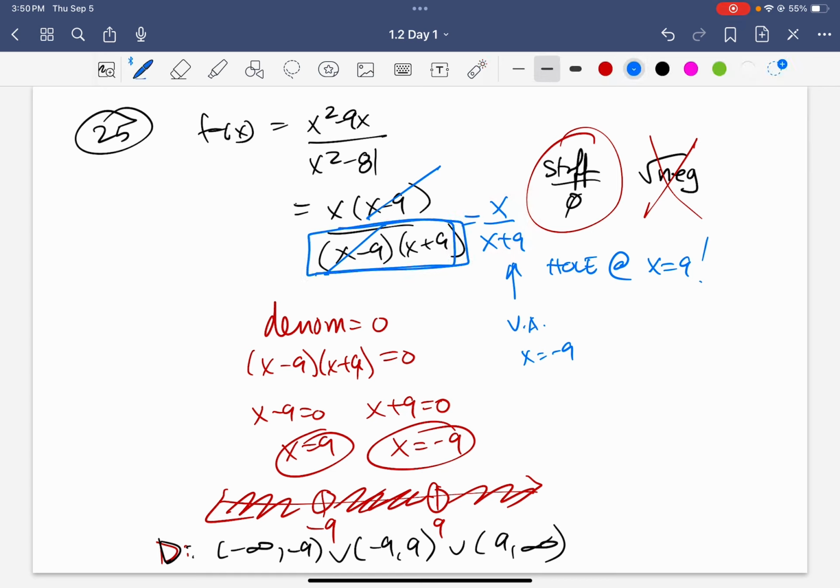But for now, just know I have this function as long as x is not equal to 9. Or in other words, if I set the denominator equal to 0, I find out these are my 2 bad points. And so I can be anything except those values. That means my denominator tells me that my domain is this.